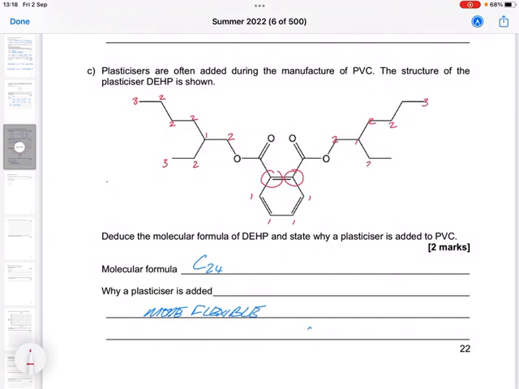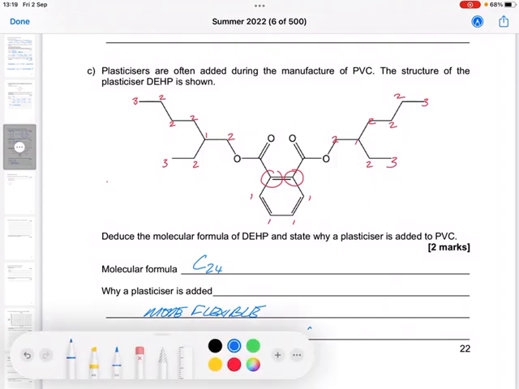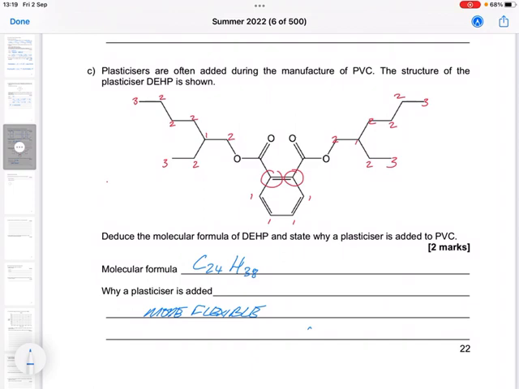And then two, three. And if you add all of those up, you get 38. So, H38. Just checking I haven't missed any off on there. Yeah, okay. And then the oxygens, that's relatively easy. There's four of them there.